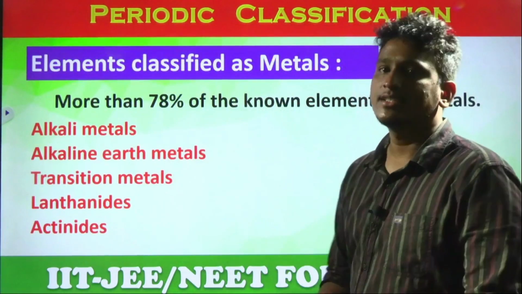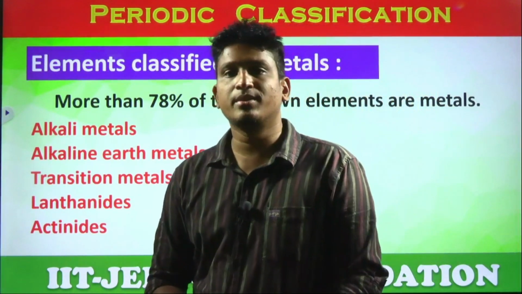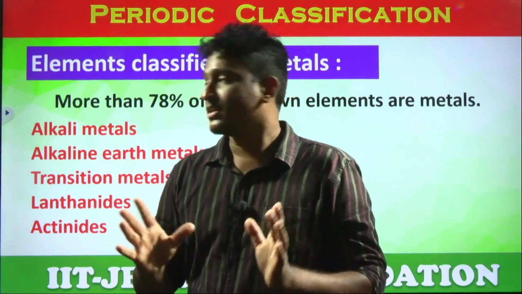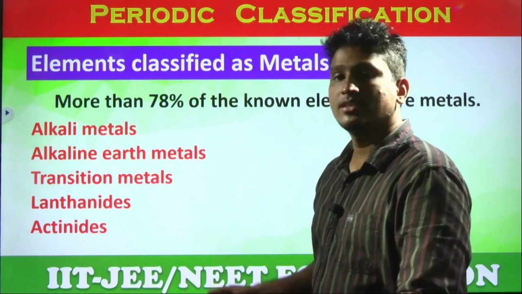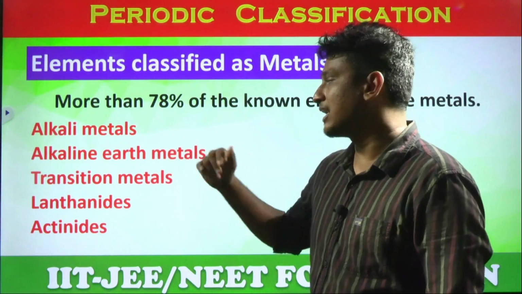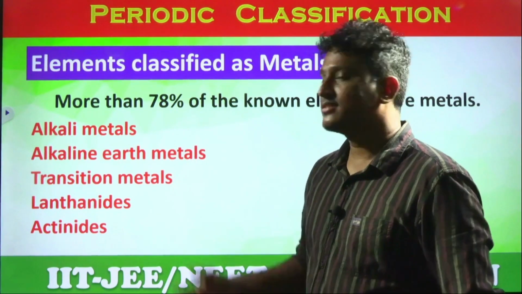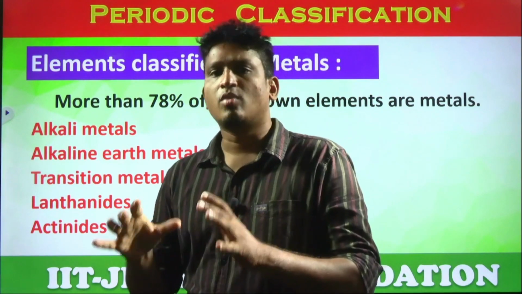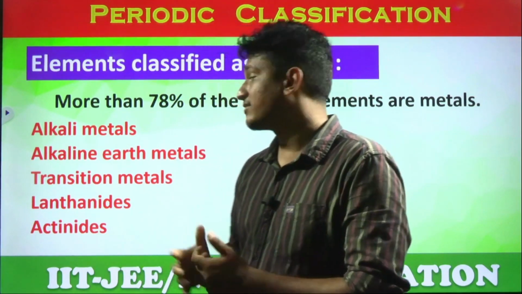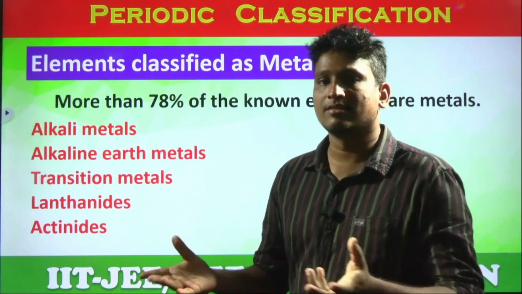Next, the majority of the elements in the modern periodic table are metals, about 78% of them. Like alkali and alkaline earth metals, both are s block elements, highly reactive metals. Transition elements are the d block elements, moderately reactive metals. We have some least reactive metals also, like gold, silver, platinum.